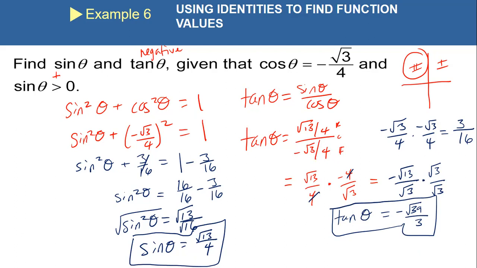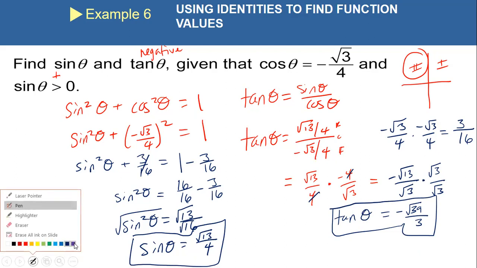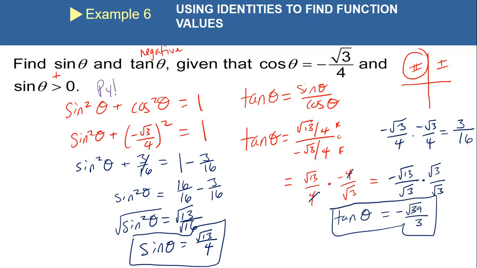Okay, so we applied two different identities here. We applied our Pythagorean, and that's because I had cosine and I needed to find the sine. Then we applied our tangent, our quotient, to find tangent because I knew my sine and I knew my cosine. So that's the purpose of using those identities.